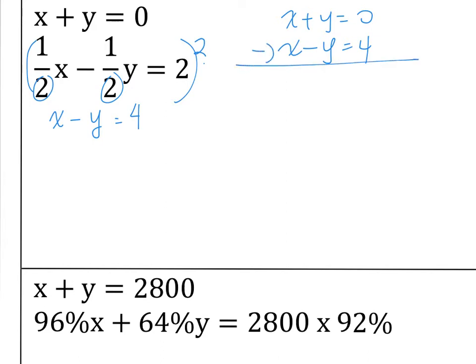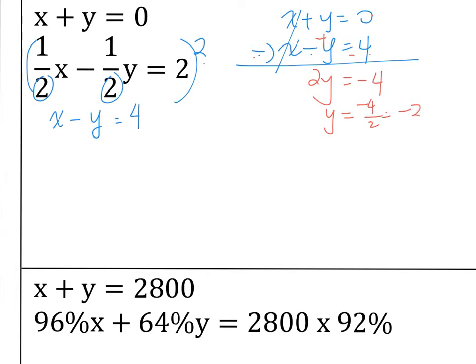I'm going to eliminate x. So negative, negative makes a positive y. So this would be 2y. Negative, positive, negative. So that makes negative 4. 0 minus 4 is negative 4. And then y would equal negative 4 divided by 2, that would be negative 2.